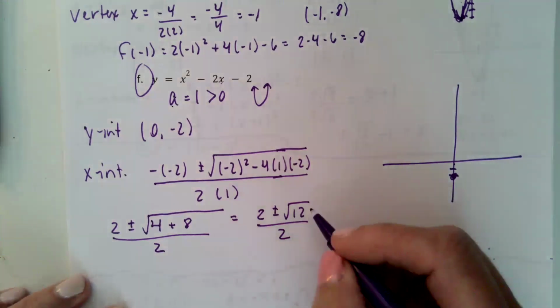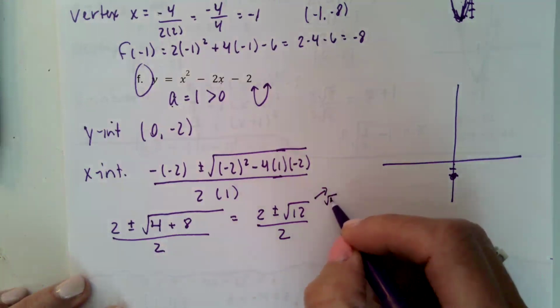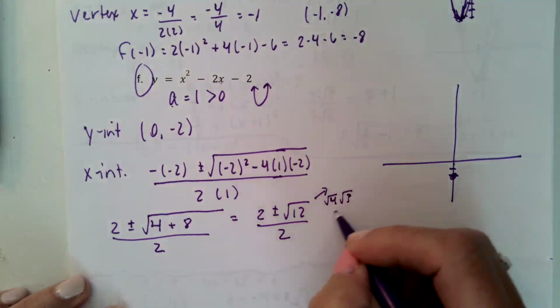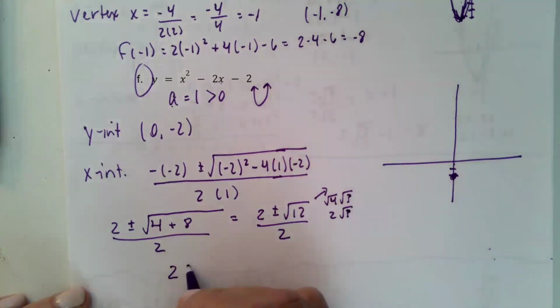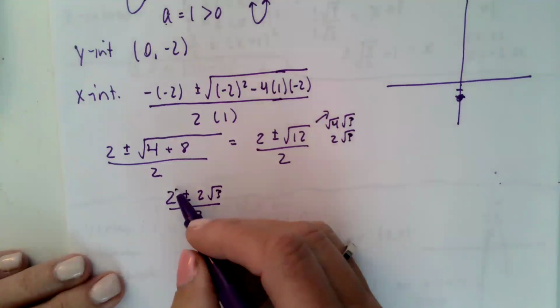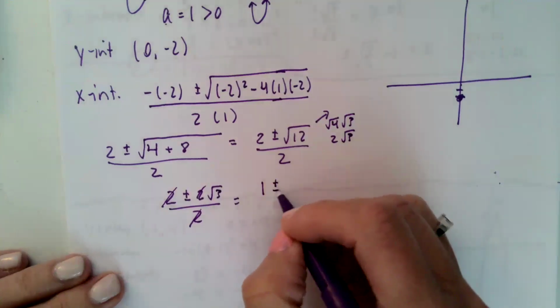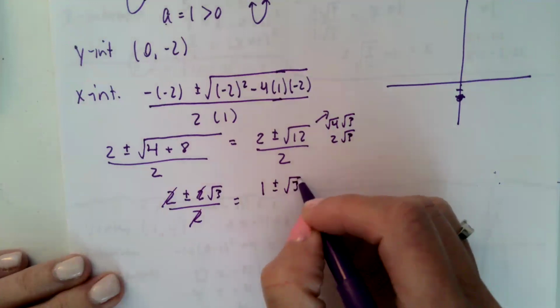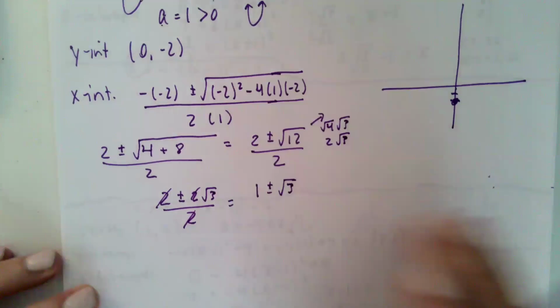The square root of 12 can be the square root of 4 times the square root of 3. So that's 2 times the square root of 3. So it's 2 plus or minus 2 times the square root of 3, over 2. So that means 2 cancels from all three of those. So we really have 1 plus or minus the square root of 3. So we can look those up on Desmos.